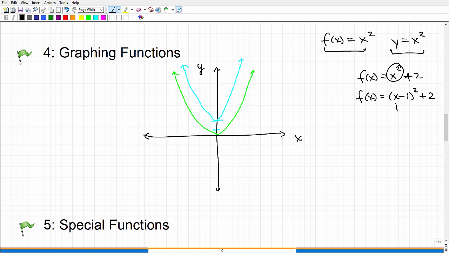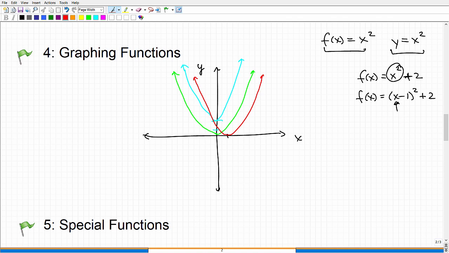Students confuse this. You just think about what value here will cause this to be 0. That's going to be 1. So it's shifted the graph to the right. Let me just put it in here. I'm going kind of quick because these are complete lessons in and of themselves. I'm just giving you a general idea.